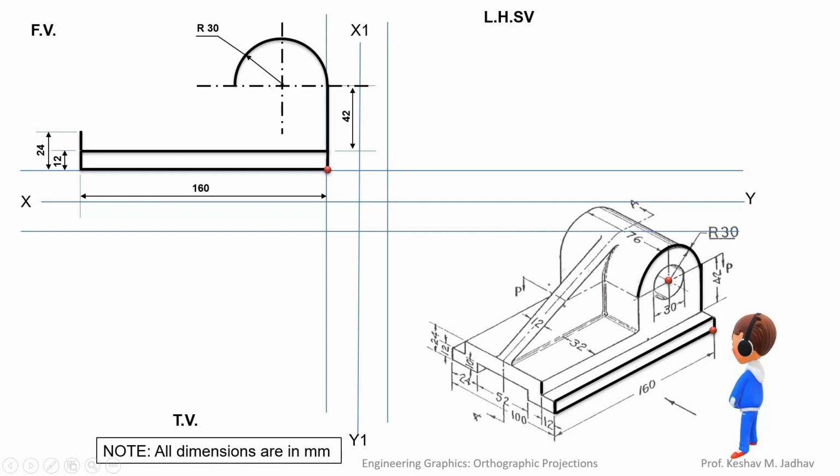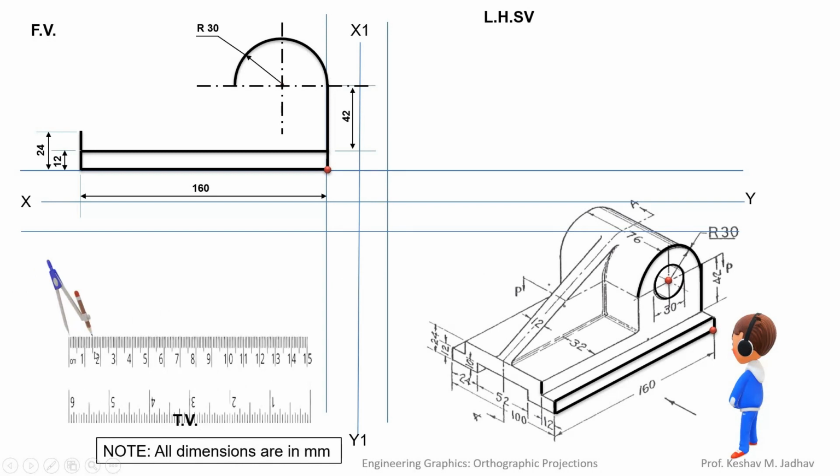Now for this inner hole, we have to draw a circle and its diameter is given. The diameter of this circular hole is 30 mm. So we can take a radius of 15 mm in the compass and draw a circle with the same center. So we can draw one circle of radius 15 mm or diameter 30 mm.